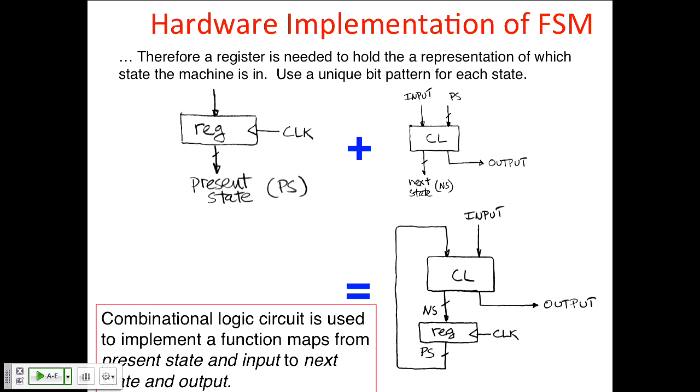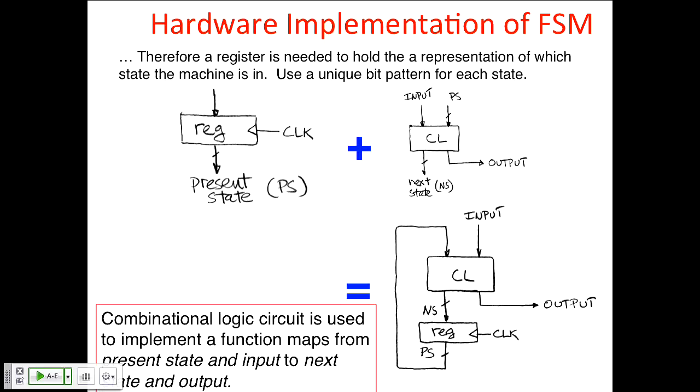And on every clock cycle, it's going to advance to the next state. And then we're going to say that the output of the register is the present state, and the input of the register will be the next state coming in, right? The combinational logic is going to take the input signal and the previous state and generate the output and the next state. So if we put it all together, this is the circuit.